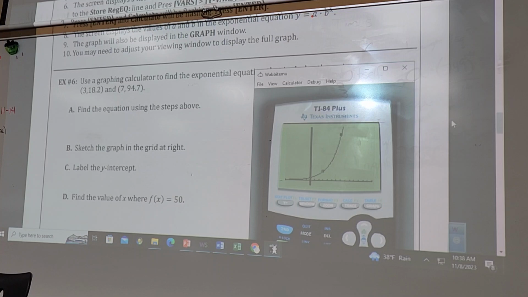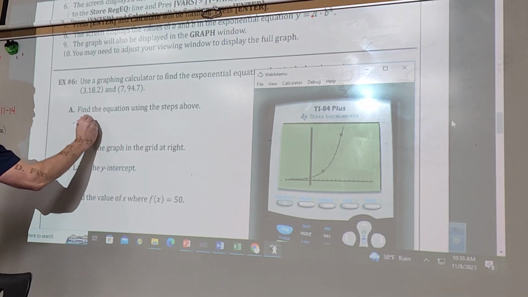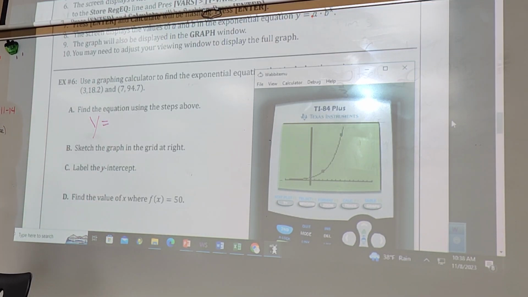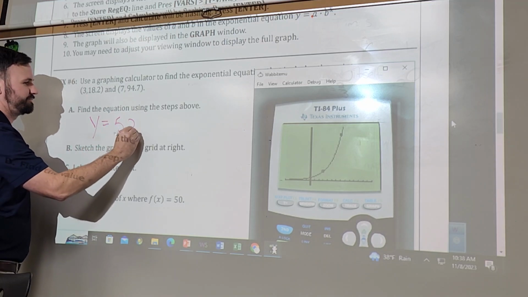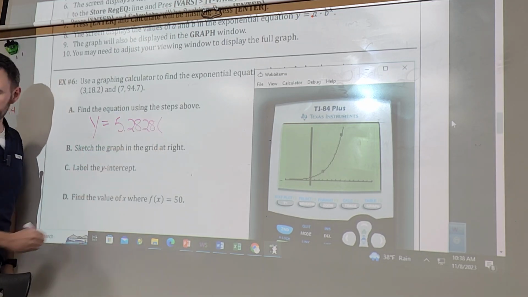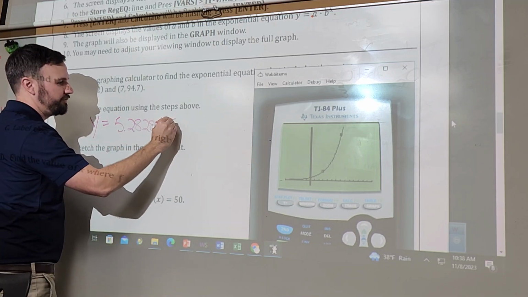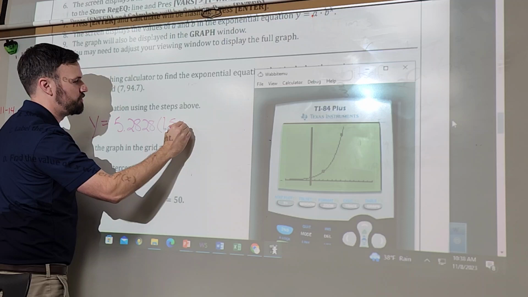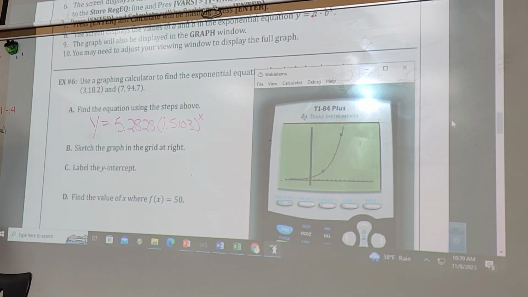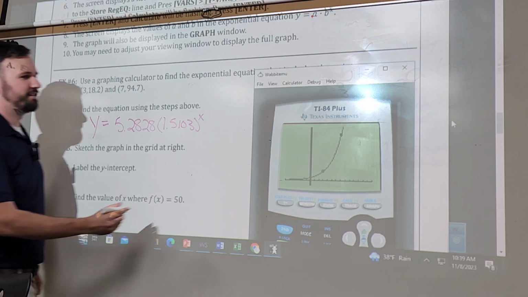All right. So let's figure out stuff. I didn't write down my stuff. Oh, it's in my book. So I got my equation. You guys can see this, I hope. I got y equals 5.2828 times my base, 1.5103, to the x. Agreed? All right. I just sketched the graph. You guys can sketch it.